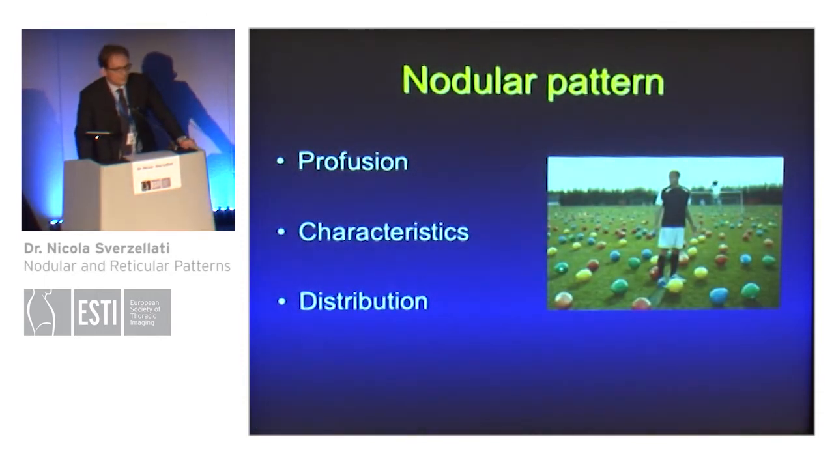But when we are looking at the nodular pattern, we should systematically evaluate these three key HRCT features: perfusion, characteristics of the nodules, and distribution of the nodules. We should first optimize the assessment of the nodules perfusion.